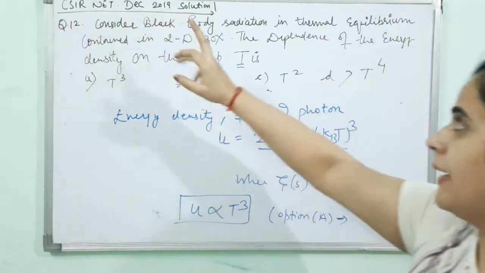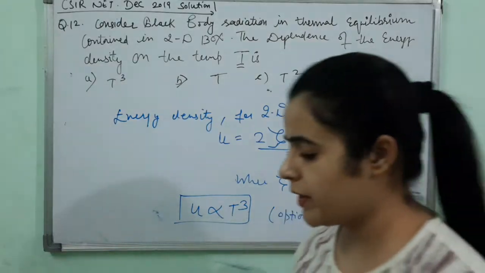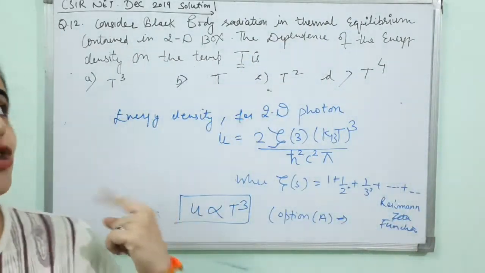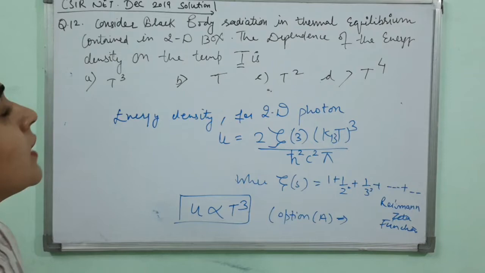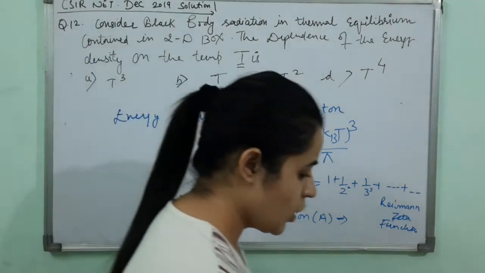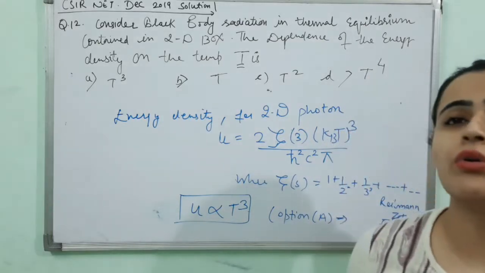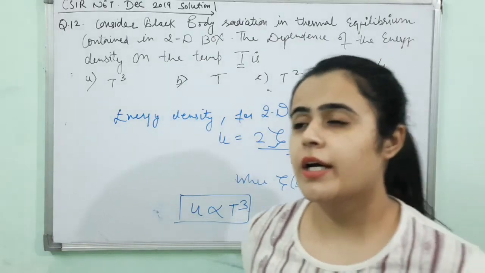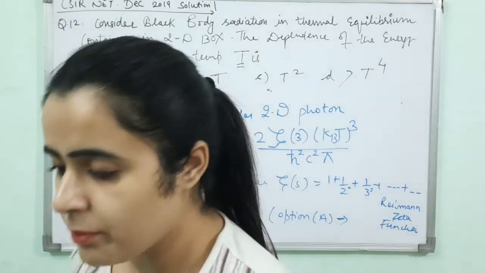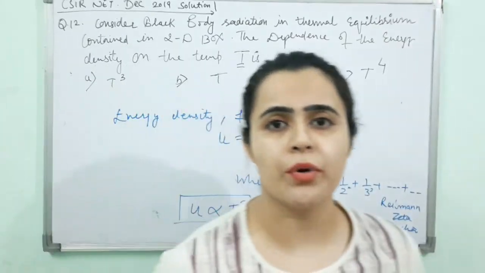Consider black body radiation in thermal equilibrium contained in a two-dimensional box, that is a 2D box. The dependence of energy density on the temperature is. Now, energy density for a two-dimensional box. Here, why I am writing photon: because for black body radiation we are talking about the photon as a particle.